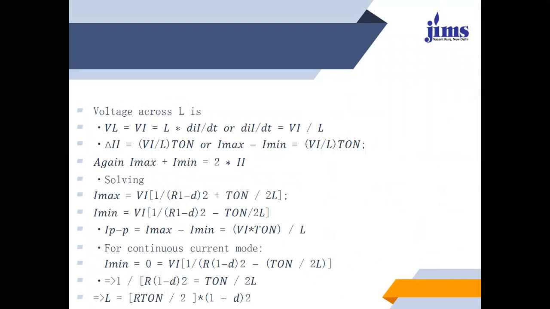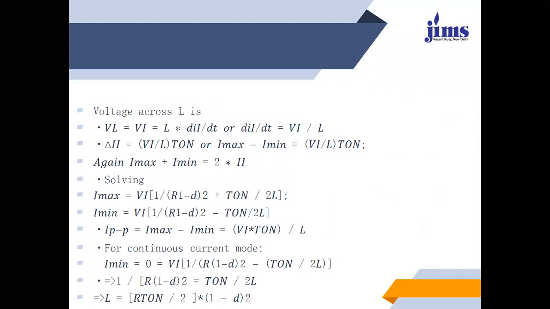These are some relations which will be developed over here. The voltage across the inductance is VL equal to VI equal to L times di by dt. If we increase this voltage, then I max plus I min equals 2 times the input current. By solving, we get I max equal to VI into 1 upon R(1 minus D) squared plus T on upon 2L, right? Similarly, we get I min.